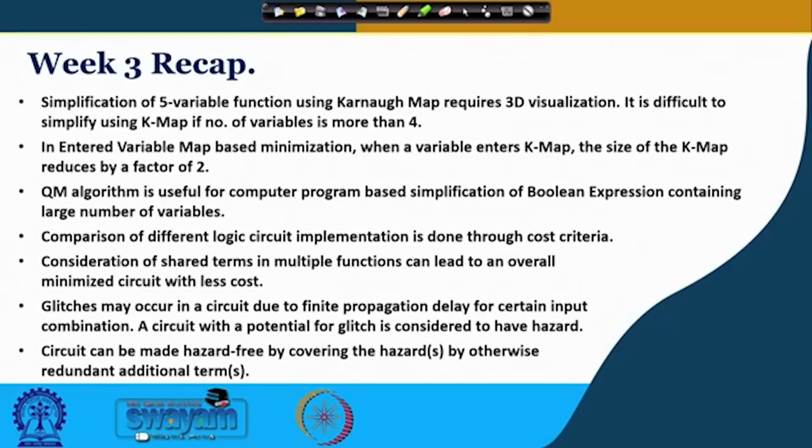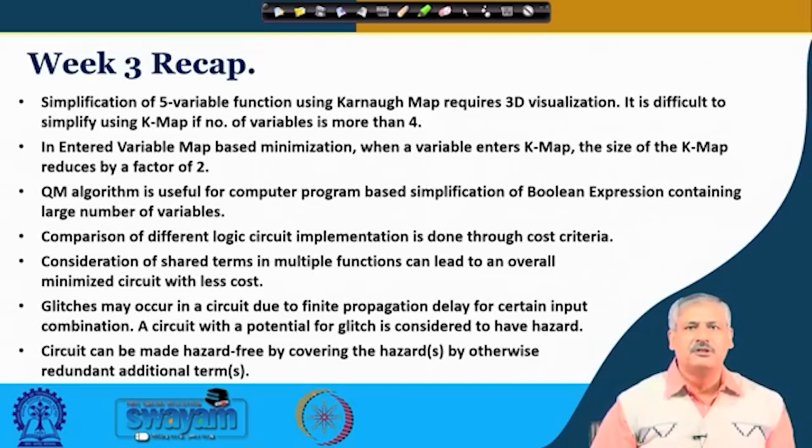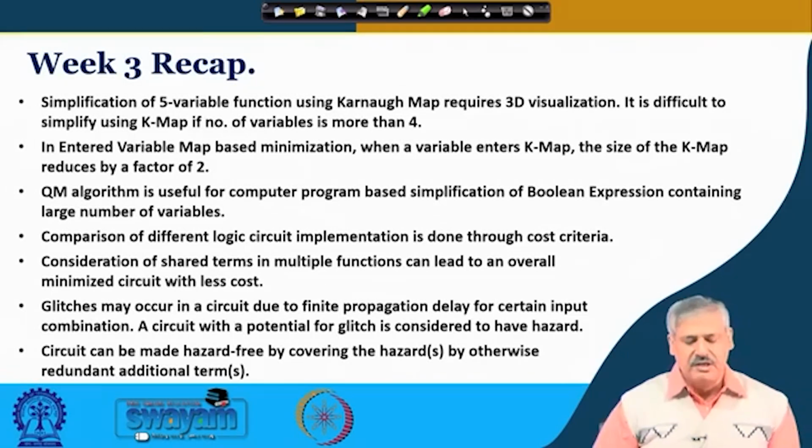Before that, let us have a quick recap of what we discussed in week 3. We saw that Karnaugh map is useful for simplification, but when it becomes 5 variable, we need a 3D visualization, and for more than 4 variables it is difficult to use Karnaugh map. And if we use entered variable map, the map size reduces by a factor of 2. And when we have more variables, the QM algorithm is useful and we can generate a computer based algorithm, a code for minimization.